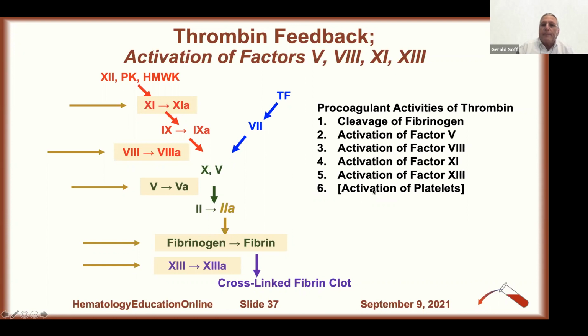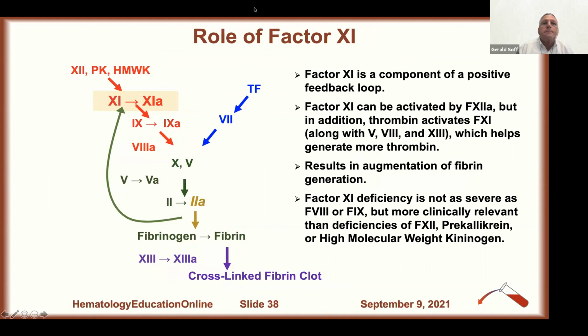Factor, but thrombin can also feed back and activate platelets. Okay, so this is just showing the role of factor 11 here. It's a component of a positive feedback loop. Here's thrombin, and I do have one of these feedback arrows showing 11A gets activated, can further activate factor 9. But it also illustrates why these components here remain superfluous in most in vivo settings of clot.